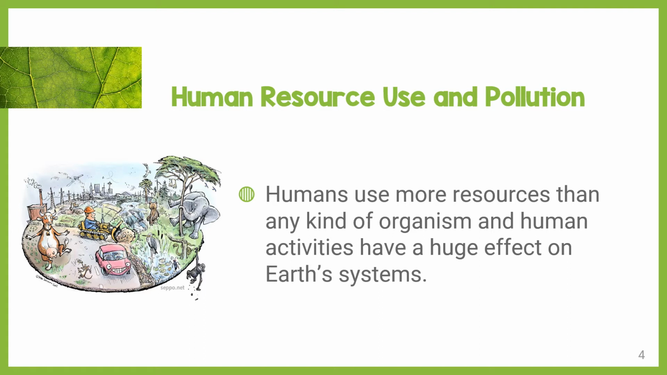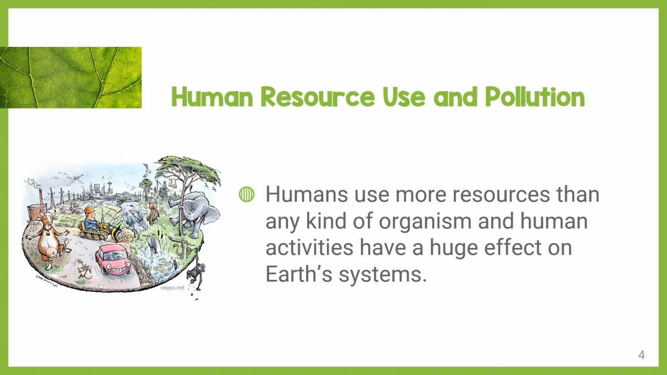So, human resources use and pollution. Well, Earth systems are the source of natural resources that all living things need to survive. Humans use more resources than any other kinds of organism. Human activities have a huge effect on the Earth's systems. An effect can be the aim of an action or it can be an unplanned result of an action. If it is an unplanned result, it is called a side effect.